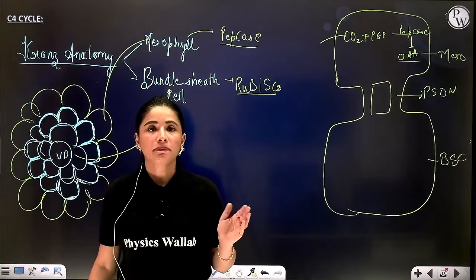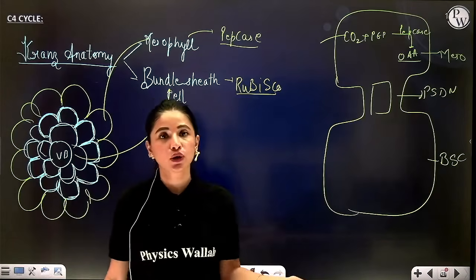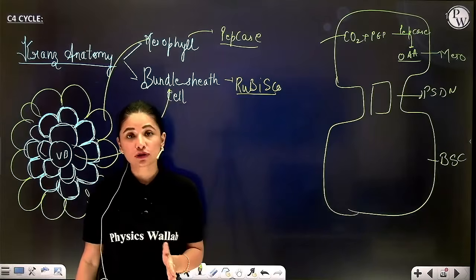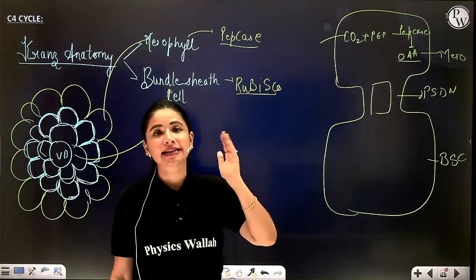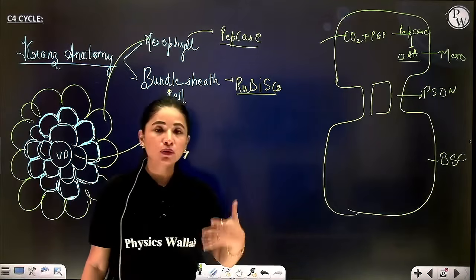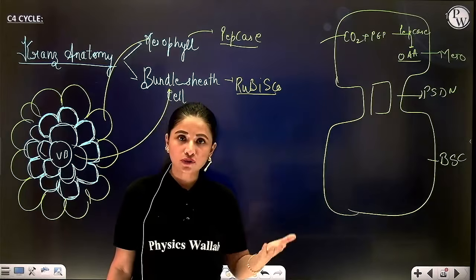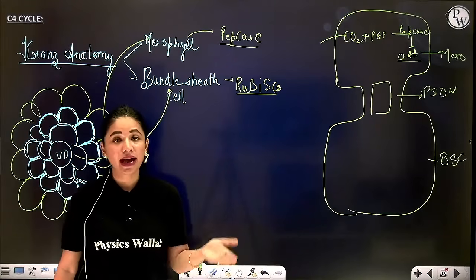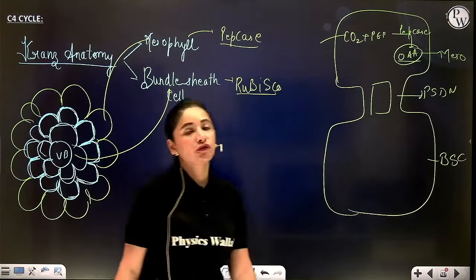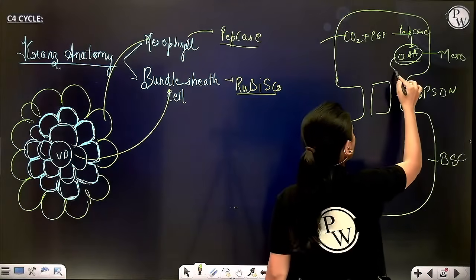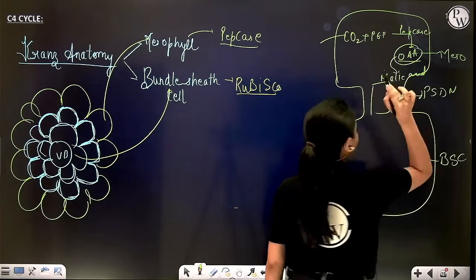Since the first stable product is a 4-carbon compound, this cycle is also known as the C4 cycle, and the plants exhibiting the C4 cycle are known as C4 plants. This cycle was completely explained by two scientists, Hatch and Slack. So this pathway of glucose formation in C4 plants is also known as the Hatch and Slack pathway. Coming back to oxaloacetic acid, it converts into another 4-carbon compound called malic acid.